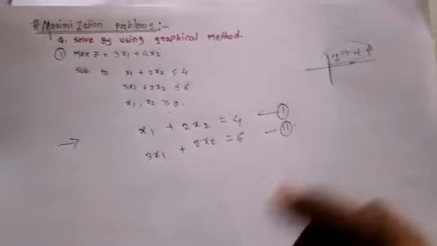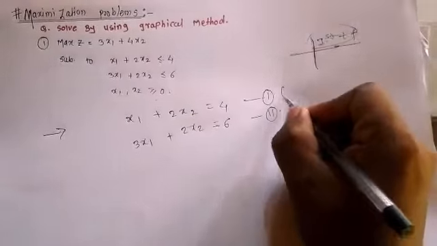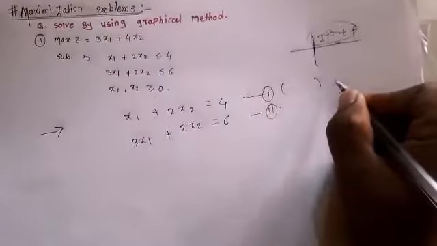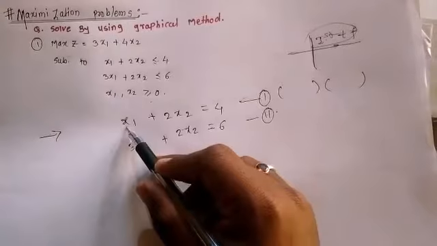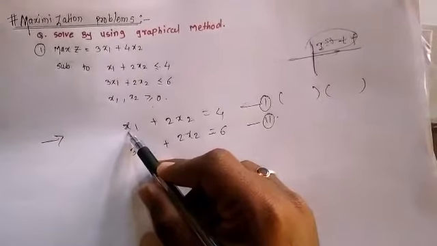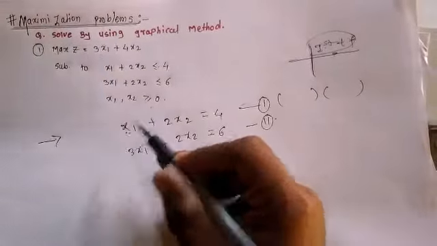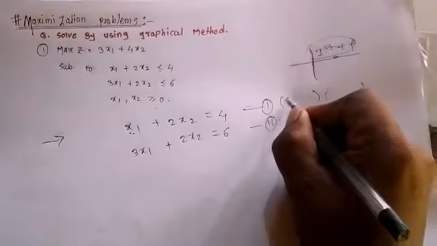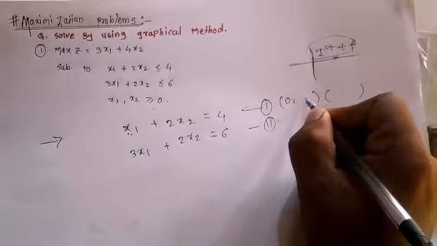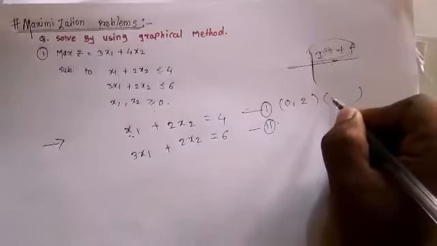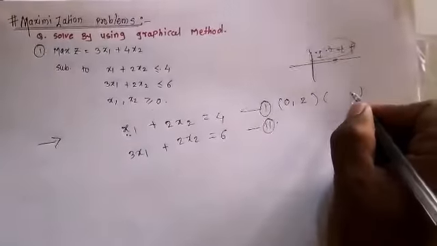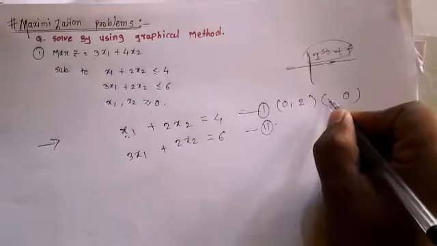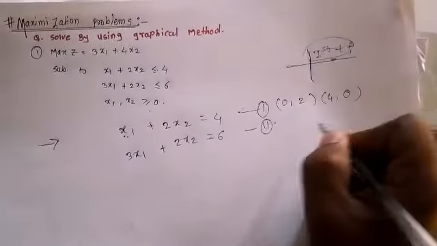Then we want to find the coordinates. So how to find them? Just put one variable equal to 0 and find the second variable. Suppose in the first equation we put x1 equal to 0, then we get x2 equal to 2. And suppose we put x2 equal to 0, then x1 is equal to 4. This is our coordinate.